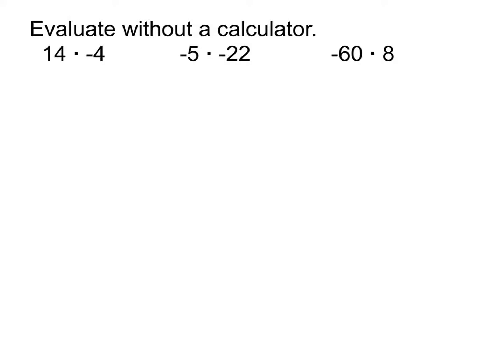In order to do number 1 here, I don't know what 14 times 4 is off the top of my head. However, if you don't have it, you can still figure it out. Now, first of all, it's a positive 14 times a negative 4. What's a positive times a negative? Negative, absolutely. So we know it's going to be a negative number.